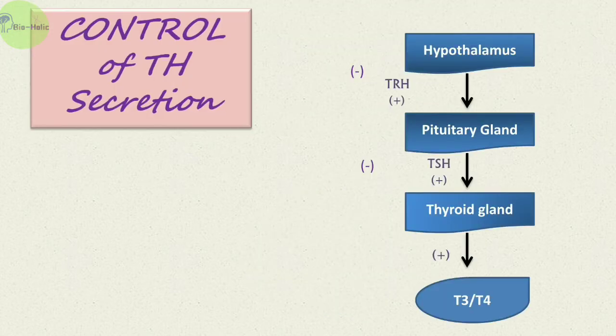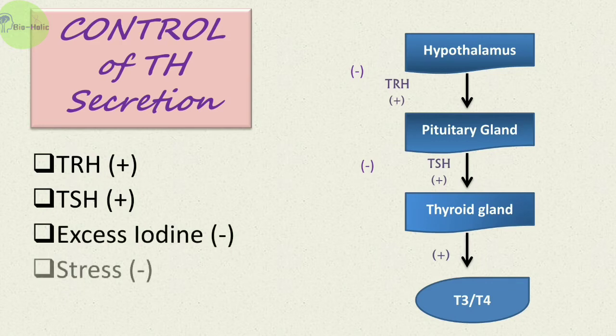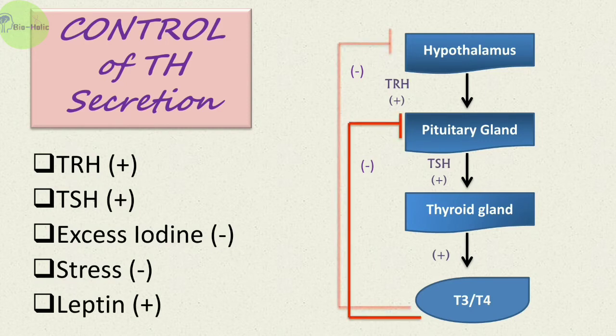Thyroid hormone secretion is positively controlled by thyroid releasing hormone of hypothalamus and thyroid stimulating hormone from anterior pituitary, whereas excess iodine and stress inhibit thyroid hormone secretion, and the leptin hormone on the other hand helps in thyroid hormone secretion. And lastly, when T3 and T4 levels are high, it sends negative impulses to decrease TRH and TSH production.